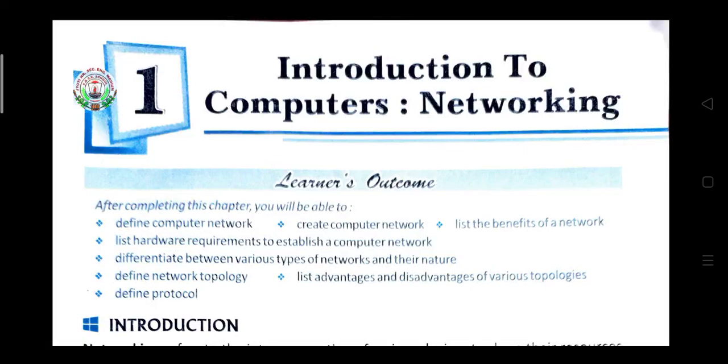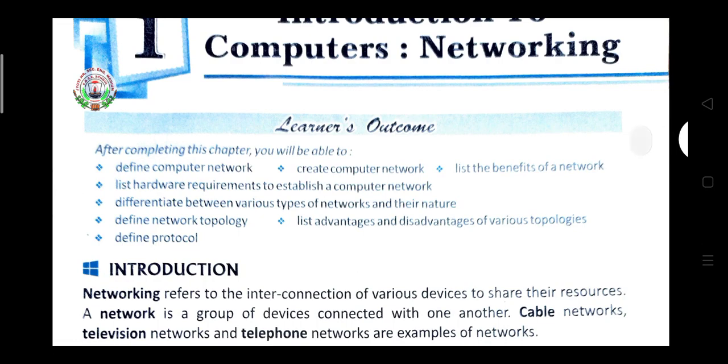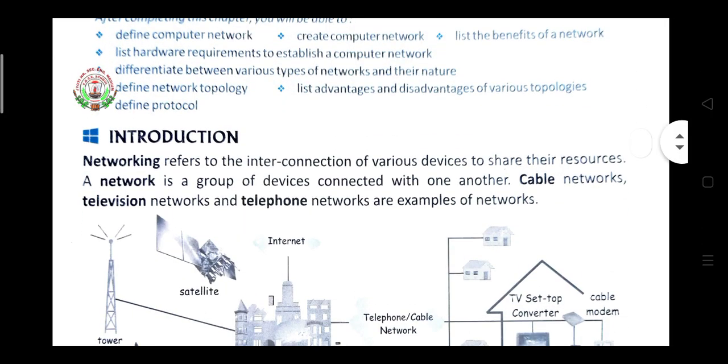Now students, today we'll start a new chapter, Introduction to Computer Networks. In this chapter we learn about computer networks, how to create a network, benefits of networks, requirements, hardware, then differentiate between different networks, and then different topologies and their advantages and disadvantages. Now come to the introduction part.